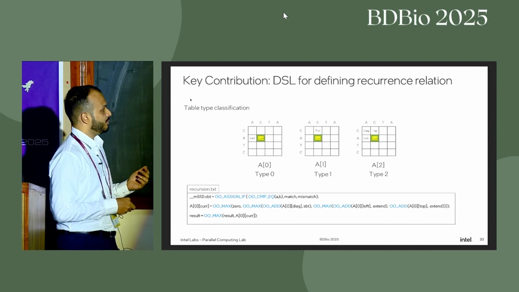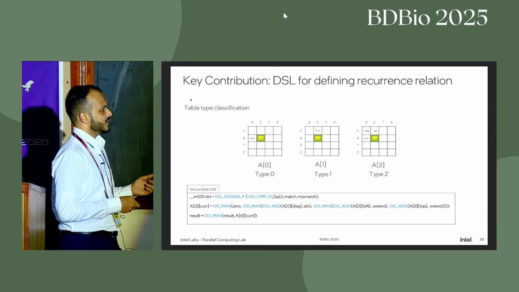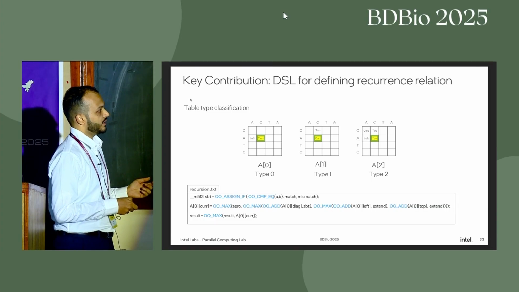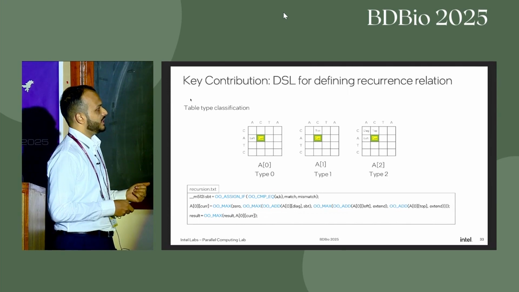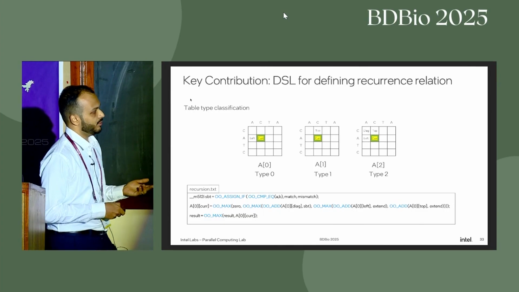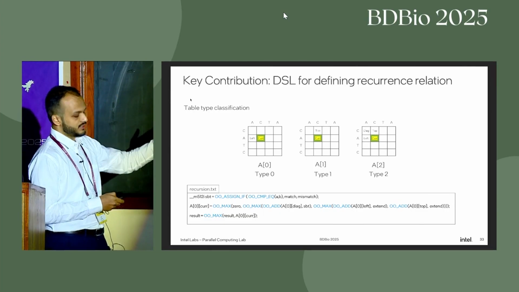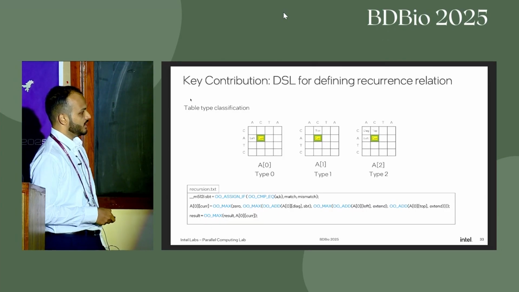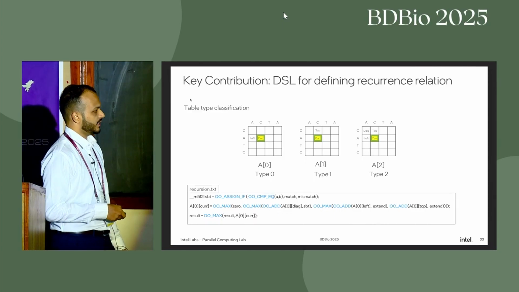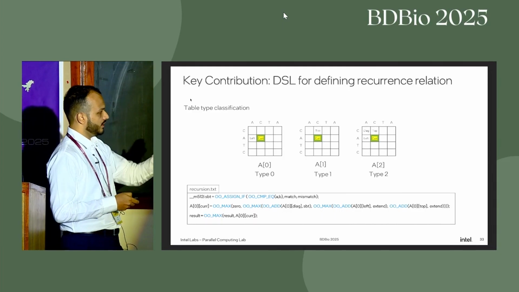Also, we identified that the DP tables could have different kinds of dependency. Here the current cell is only dependent on the left cell. Here the current cell is only dependent on the top, and here the current cell is dependent on the left, diagonal, and top. We have named these types type 0, type 1, and type 2, and based on these types we are able to add multiple optimizations. After using the DSL and this table notation, the recurrence relation in the DSL will look something like this for Smith-Waterman. We'll see this recurrence relation again, where I can show you how the pseudocode and the recurrence relation would look.